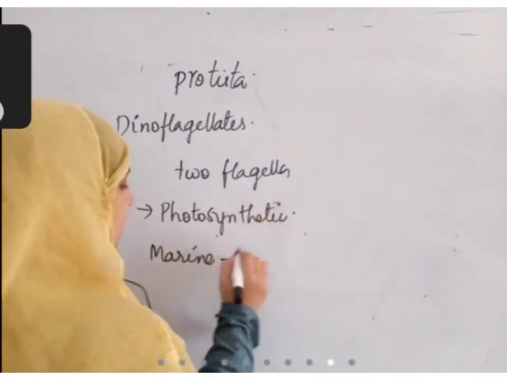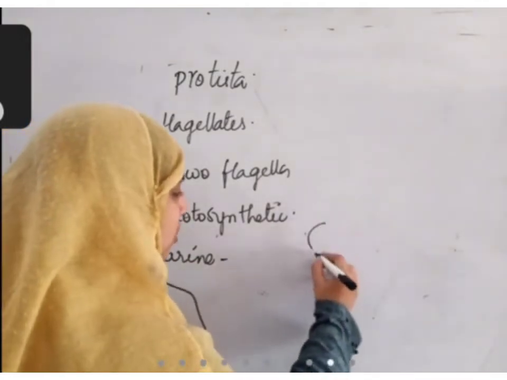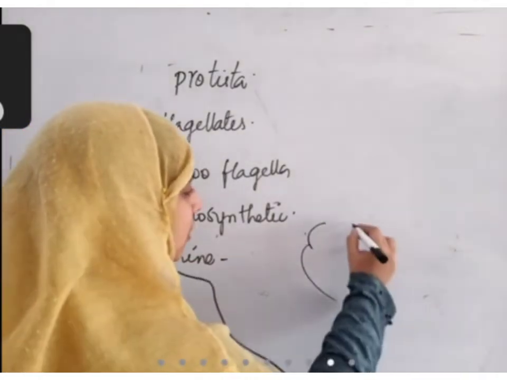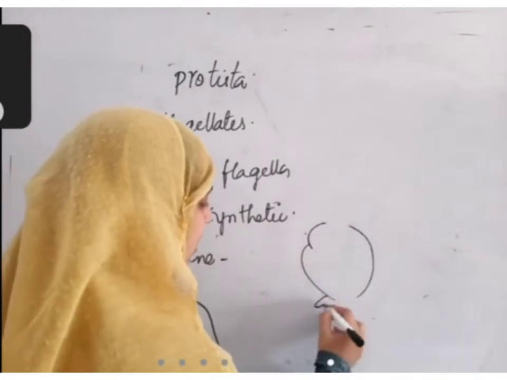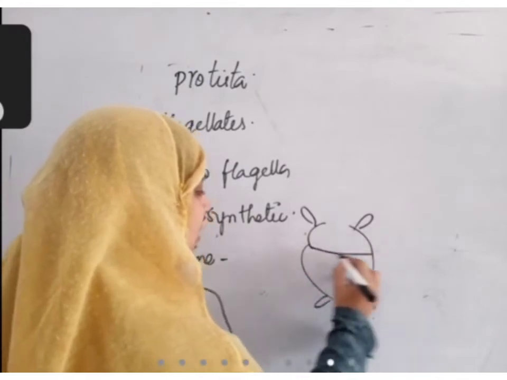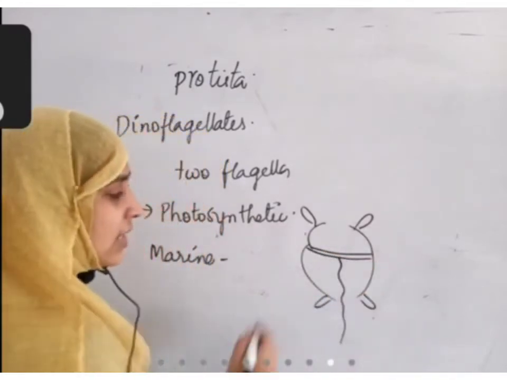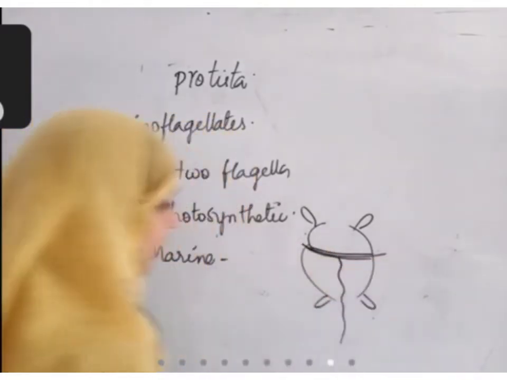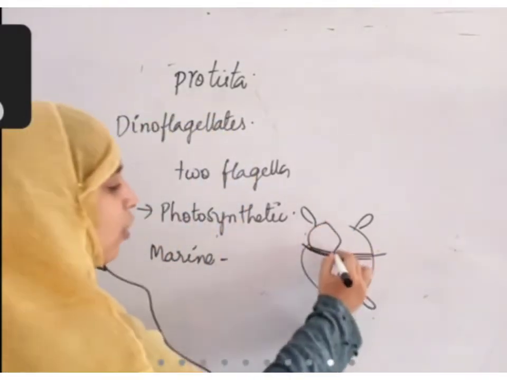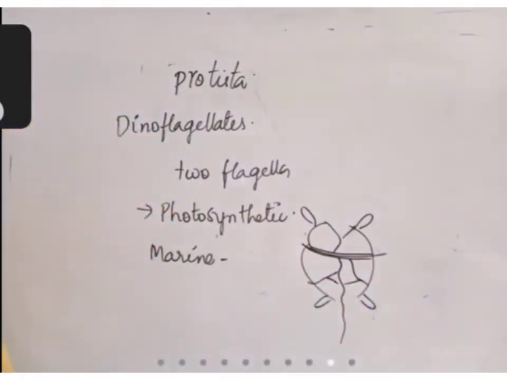All of them are found in salty water, and if you take the structure of one of these Dinoflagellates, it has feet like this. It has two flagella. One flagella extends like this. The second flagella is present like this. The cell wall is in the form of small patches. It's not continuous.